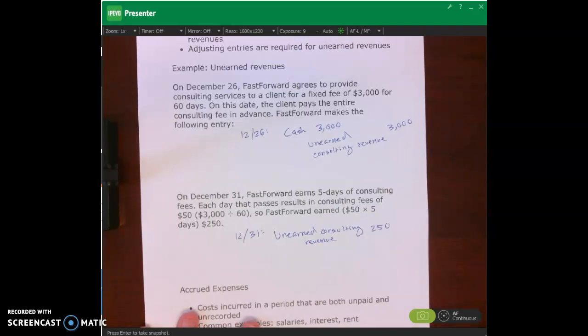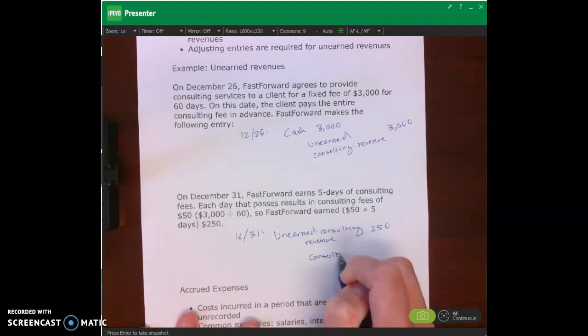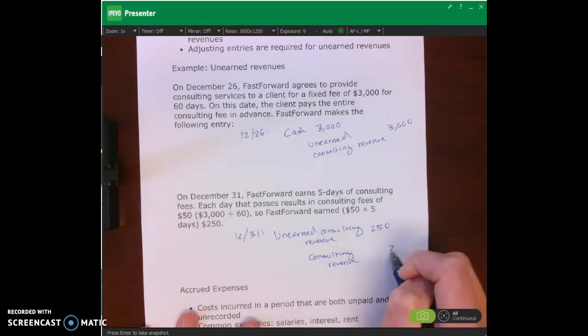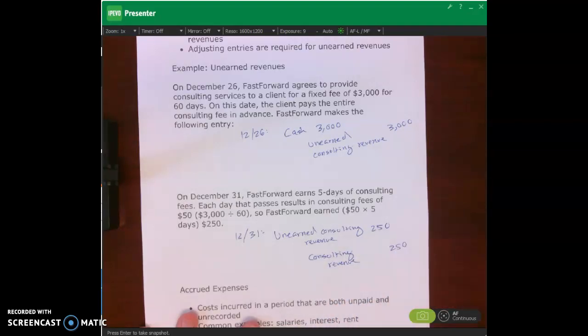How do I recognize that I earned revenue in terms of debits and credits? With a credit. Credit revenue. Why do I credit revenue? Because as revenues go up, equity goes up. And how would I recognize that equity goes up? Credit. So then I will credit consulting revenue for $250. This is my adjusting journal entry on the 31st, right there.